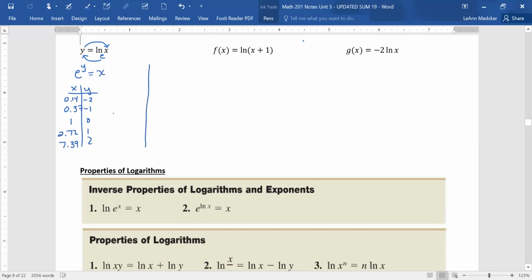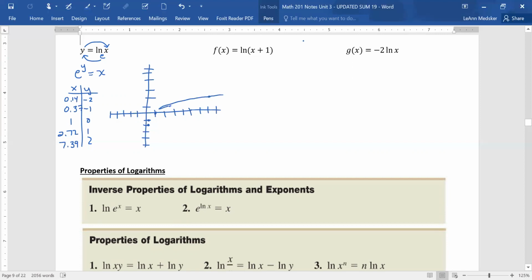But when you graph this, notice your x's are the ones that used to be our y's. So we have to be careful not to graph it inappropriately. Sometimes people will plot y first because they found y first, but remember, ordered pairs are always x comma y. So make sure you plot the point correctly, even though you found it backwards to what we're used to. So 0.14 is a little bit to the right and then down -2. 0.37 is a little further and then down -1. 1 is at 0. 2.72 is at 1. And at 7.39, we're up at +2.